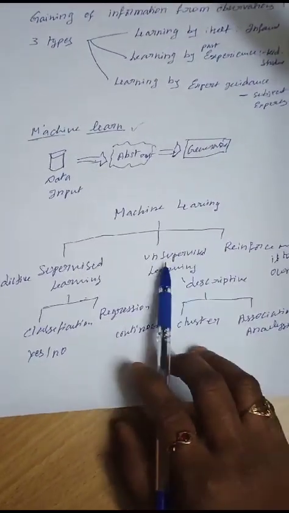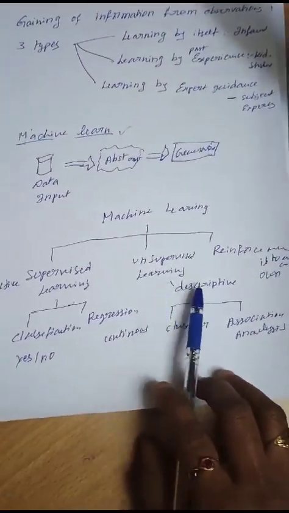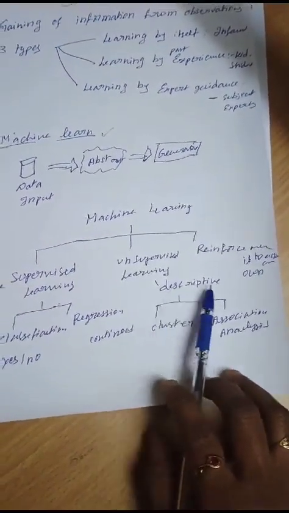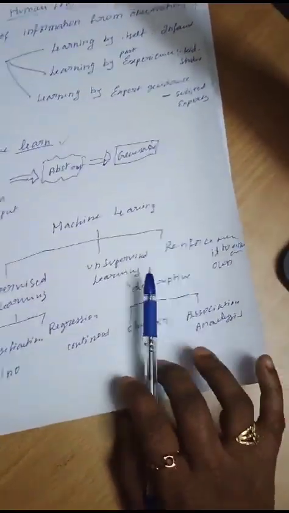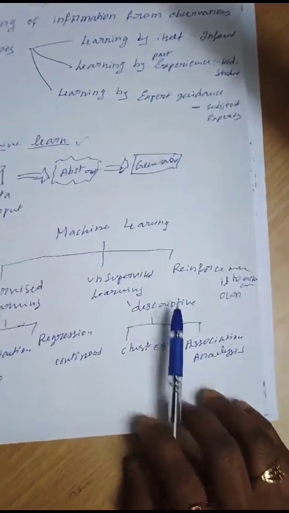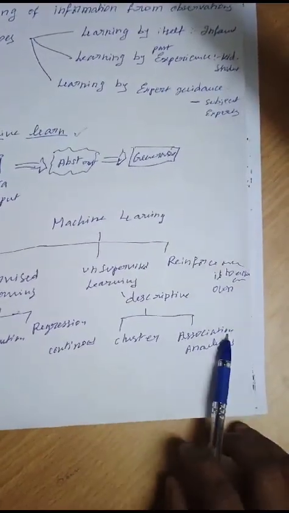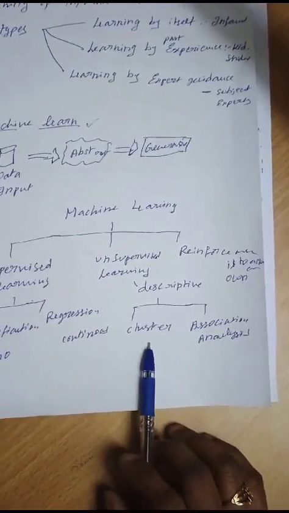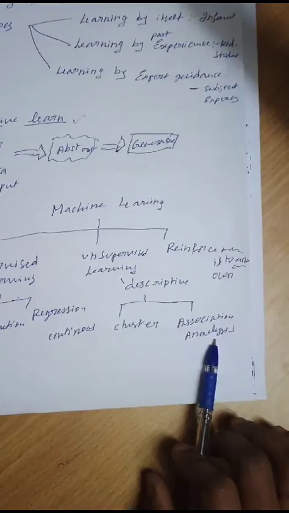The next machine learning type is unsupervised learning. This is descriptive learning, which is a grouping learning, generally applied to real-time examples on the medical science side. Unsupervised learning has two types: clustering algorithms and association algorithms. Clustering algorithms are mostly applied to the medical science side, and association algorithms can be applied to the marketing side.